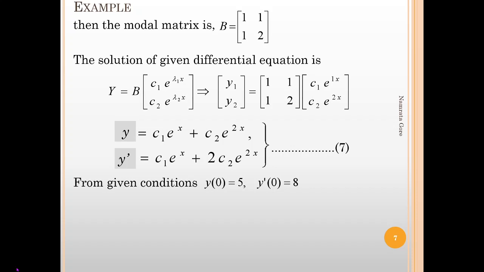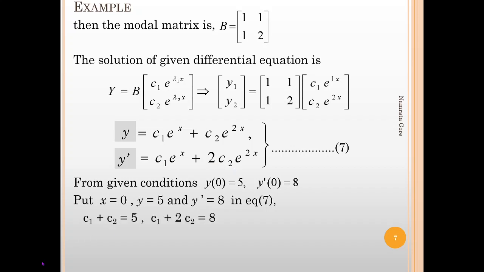y of 0 means y is a function of x. So y at x equal to 0 is 5. So x equal to 0, y equal to 5, y dash equal to 8. Using these values in equation 7, we can substitute y as 5, C1 e to the power x, where x is 0, e to the power 0 is 1, C2 e to the power 2 into 0 is again 0, so C2. y dash is 8, so C1 plus 2C2.